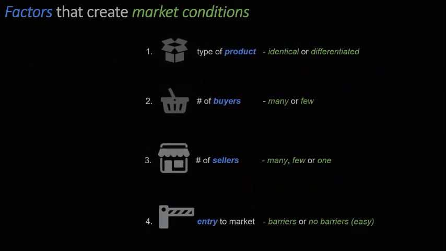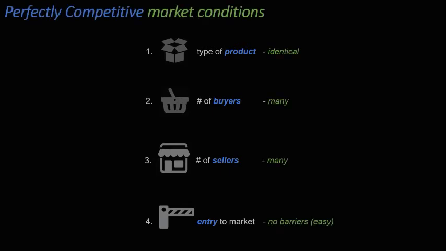And so these are the four factors that create a market condition which will determine the type of market that we're in. And if we look at a perfectly competitive market, the product is identical, there are many buyers and there's many sellers, and there's no barriers to entry, meaning that firms can easily enter and exit the market.